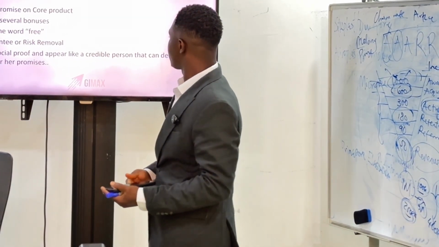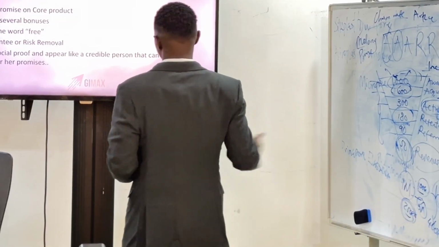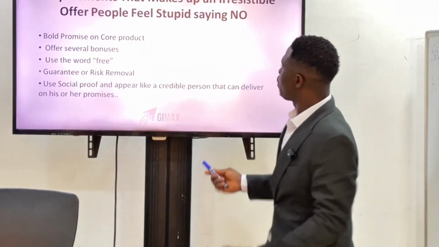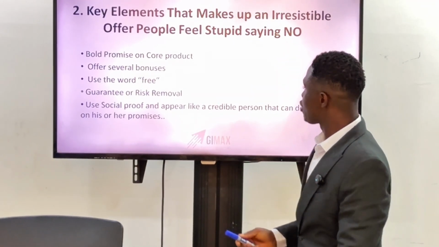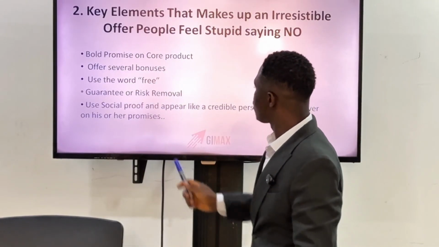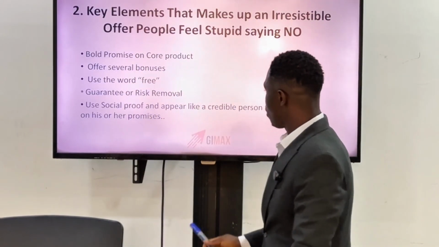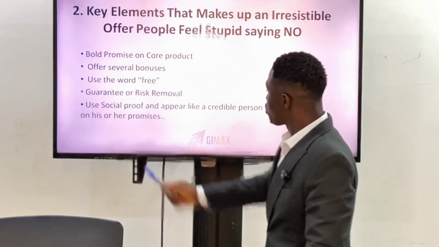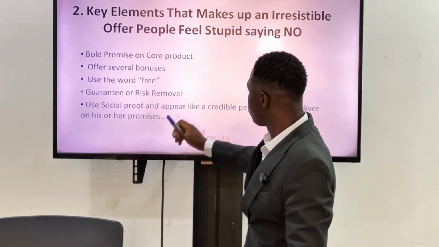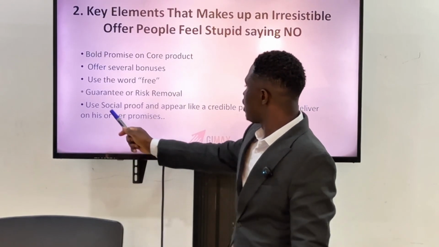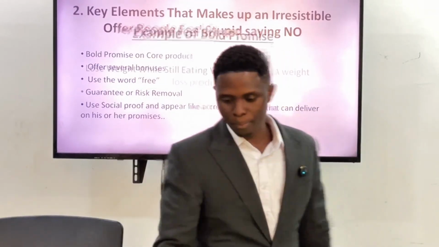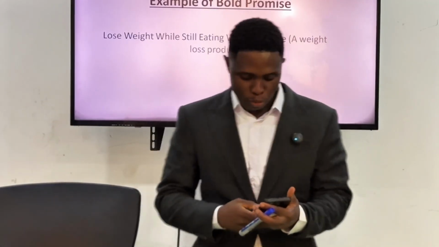Now the second key element, remember I talked about one, audience, the second one is offer, right? Now to make a powerful, irresistible offer, you want to make a very good promise on your core product, right? You want to offer several bonuses, not just one, right? You want to use the word free. You want to use a guarantee or risk remover, right? You want to use social proof and appear like a credible person that can deliver on his or her promises, right?